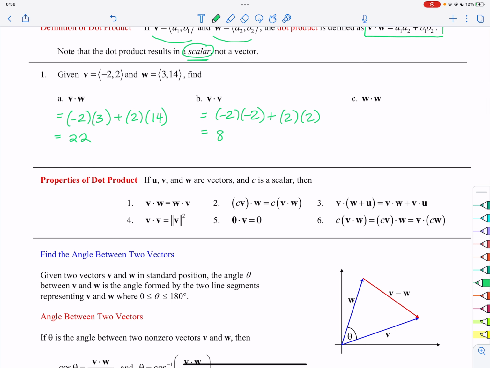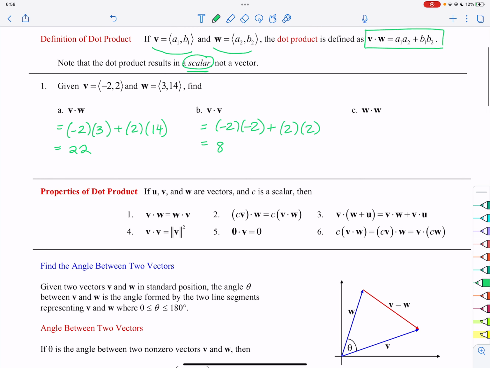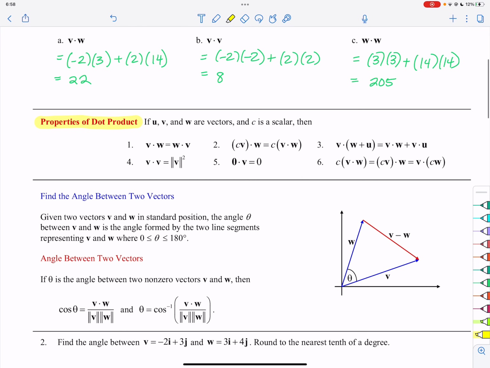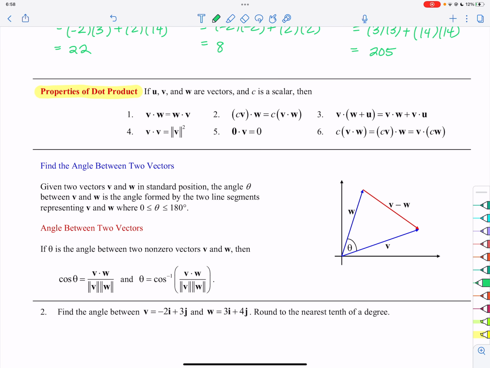Component form of vector W, dot product with itself is equal to 3 times 3 plus 14 times 14. Of course, you can write those as squares as well, and that would come out to be 205. Now let's talk about some of the properties of dot product. So if U, V, and W are vectors and C is a scalar, here are the properties.